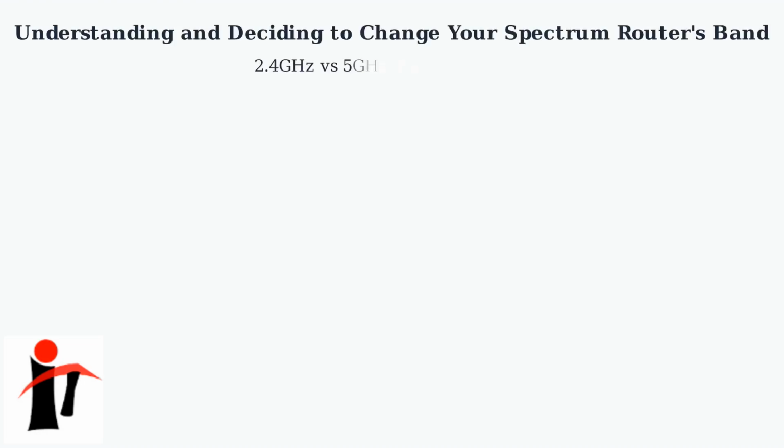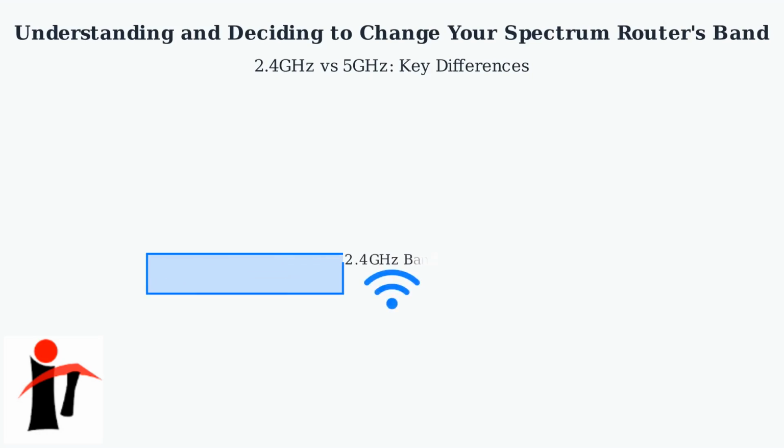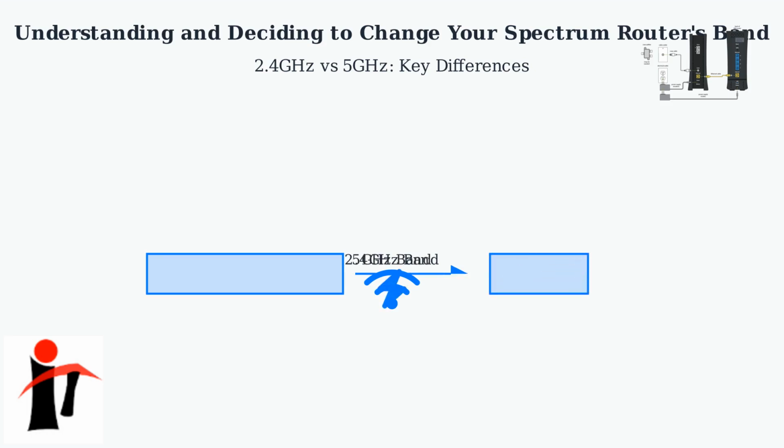Spectrum routers typically operate on both 2.4 GHz and 5 GHz bands. The 2.4 GHz band offers a wider range and better penetration through walls, making it suitable for IoT devices and older gadgets where a stable connection is more important than speed. The 5 GHz band provides faster speeds but has a shorter range and is more susceptible to interference, making it ideal for high bandwidth activities such as streaming and gaming.